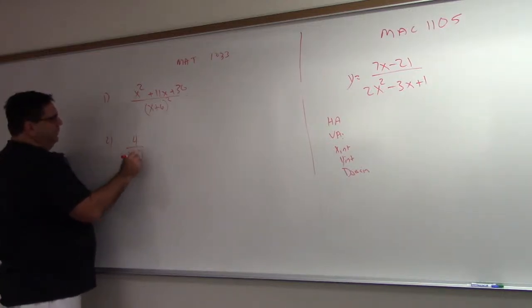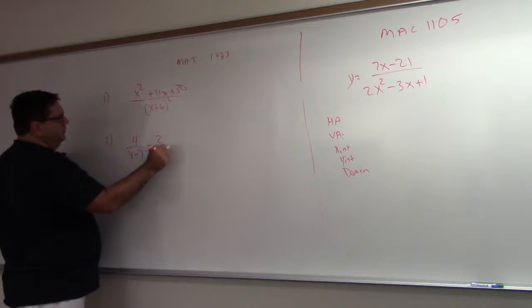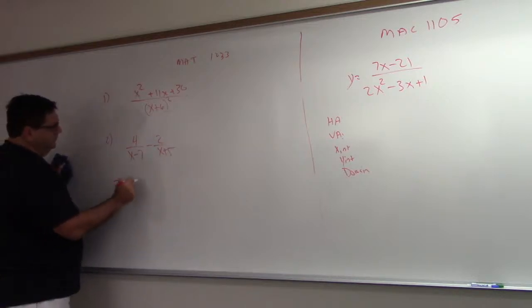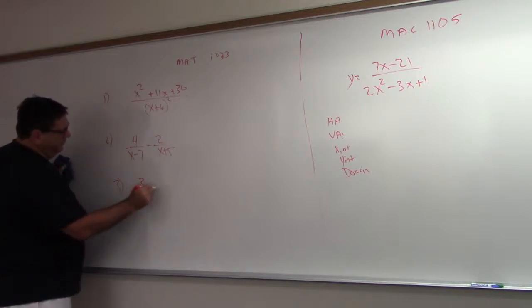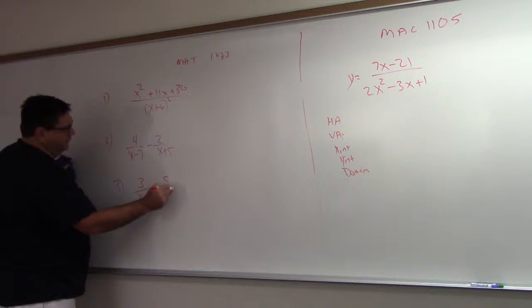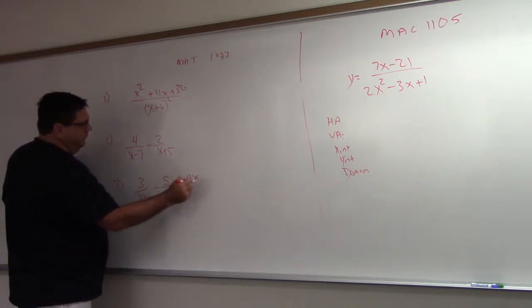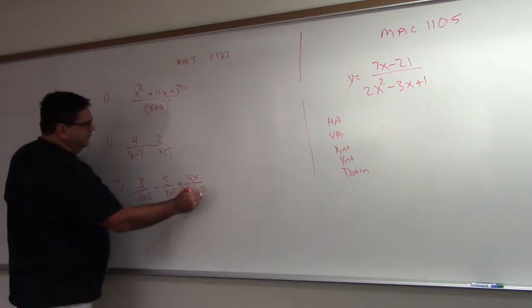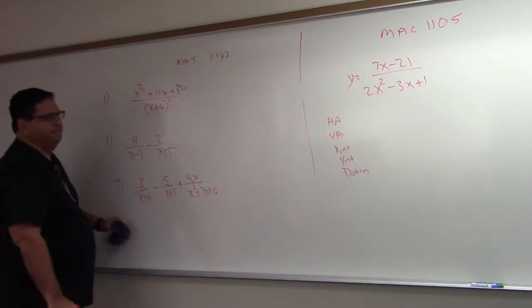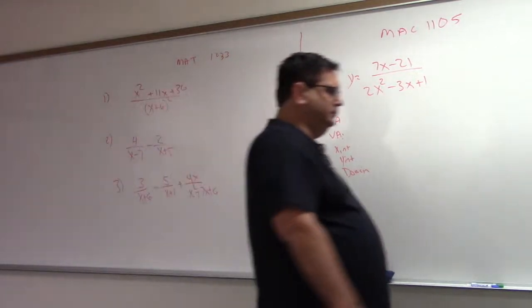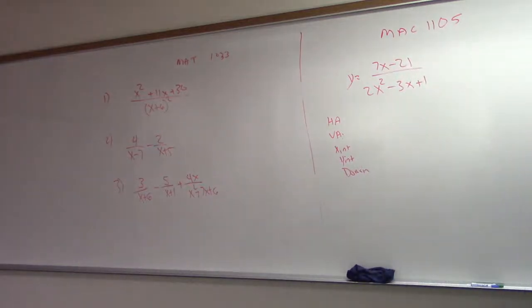Let's go 4 over x minus 7, minus 2 over x plus 5. Let's go 3 over x plus 6, minus 5 over x plus 1, plus 4x over x squared plus 7x plus 6. All right? Give me 1 second.